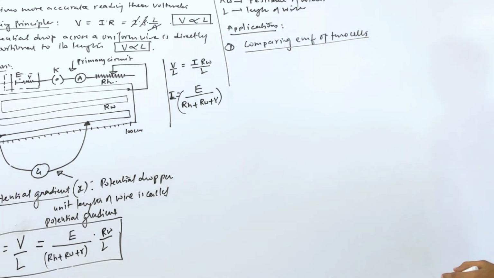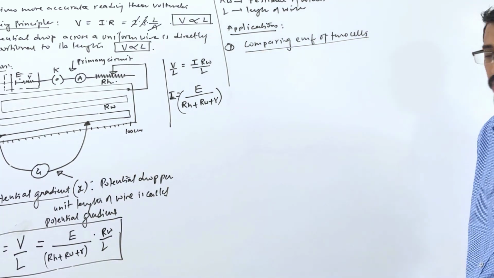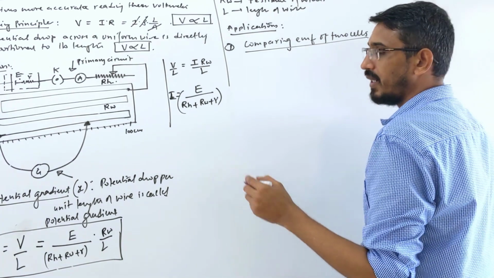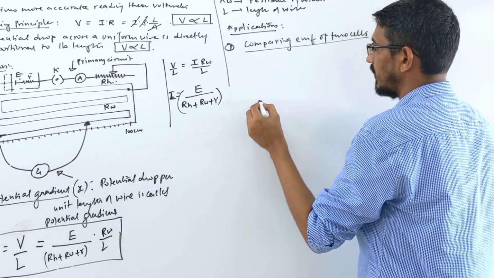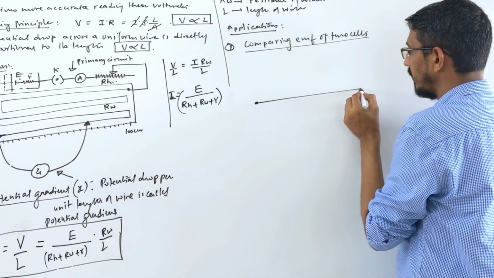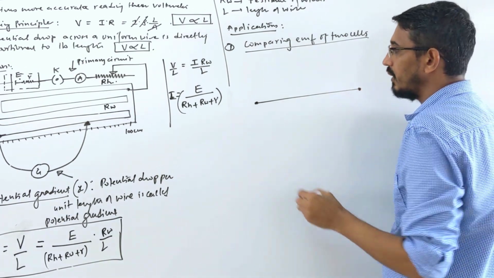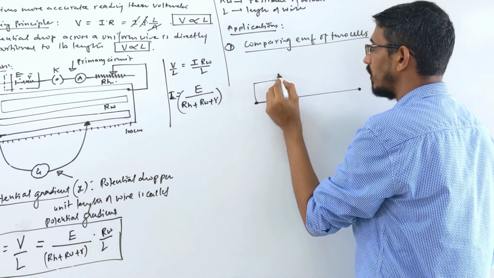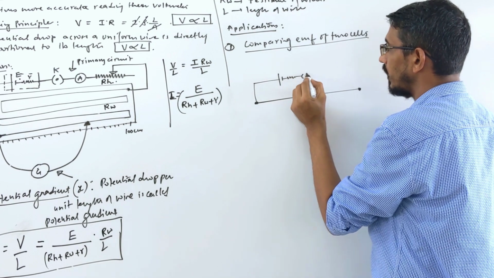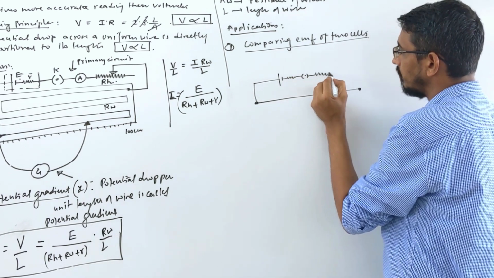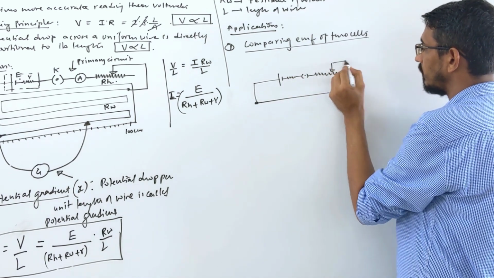Using this potentiometer, you can compare the EMF of two cells. How to draw the circuit? They will draw only the line circuit, meaning this is your potentiometer wire. And here they will draw the top circuit. It may be full or something may be missing, it doesn't matter.